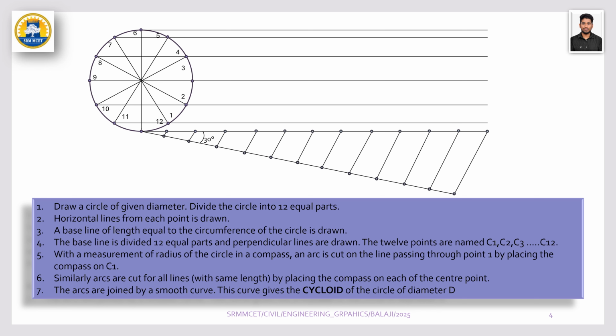After getting this, we mark the points, and from those points we draw perpendicular lines up to the center line of the circle. You can see the lines come out like this. After marking this, each of the points is marked from C1 up to C12.